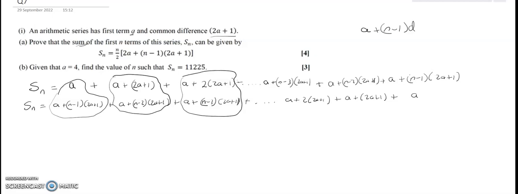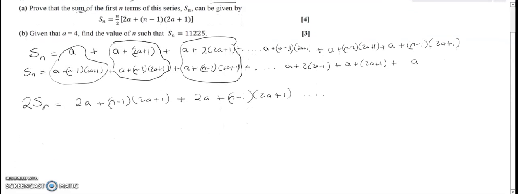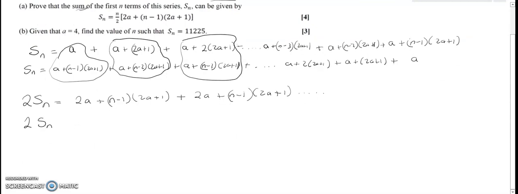And so what we know is when we add them together, they all give you the same value. And so we can just add the first two. So we get 2a plus n minus 1 times 2a plus 1. And we know that that's going to happen with all the pairs, again and again. So how many times have we got that? Well, we've got that n times. So we've got n lots of 2a plus n minus 1 times 2a plus 1.